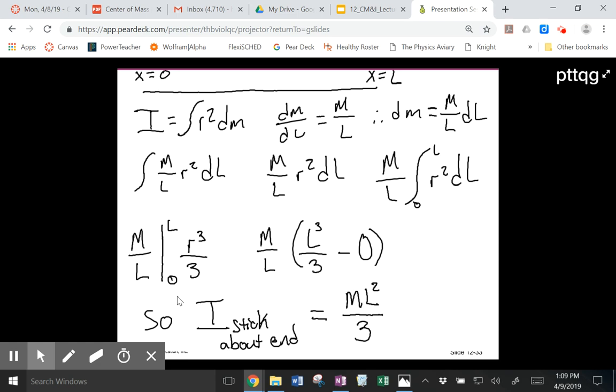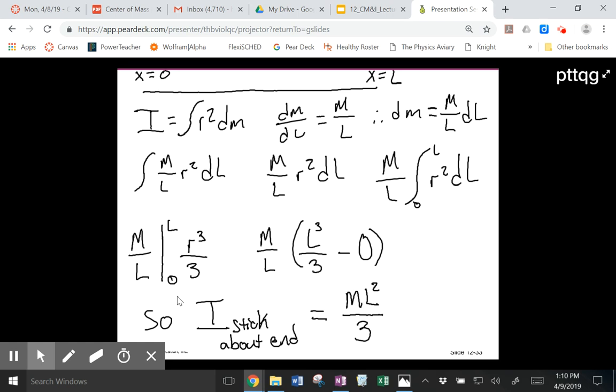And I need to go back and revise this. I shouldn't be using dl here. It should be dx. But the long story short is that the ratio of the total mass of the stick to the total length of the stick is the same as the ratio of the infinitesimally small mass to its infinitesimally small length. I'm saying that the density of that thing is uniform. So if I cut a really thin slice of it, it has the same mass per unit length that the stick as a whole has. And then I just rearrange that in terms of dm.